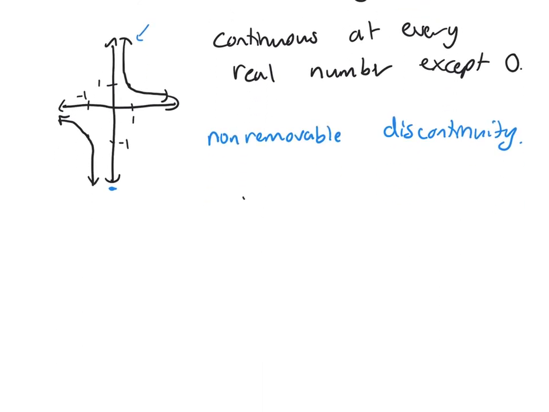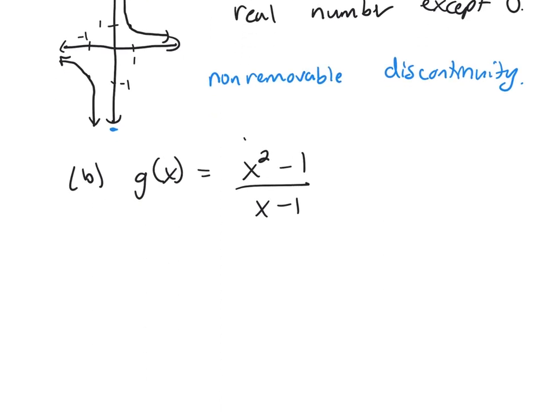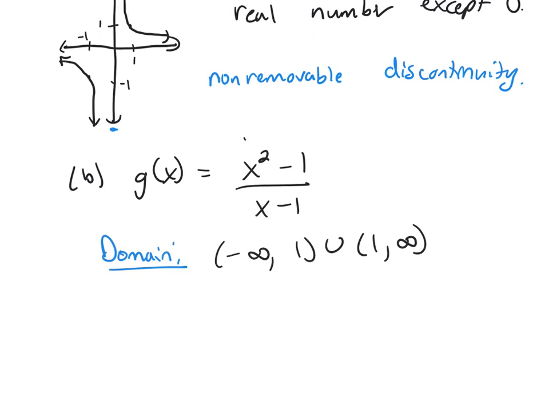Let's look at another function. So let's look at the function g of x will be x squared minus 1 over x minus 1. Again, we're going to start by asking what is the domain of this function. What can't I plug in for x? I cannot plug in 1. So my domain would be negative infinity to 1 and then 1 to infinity.